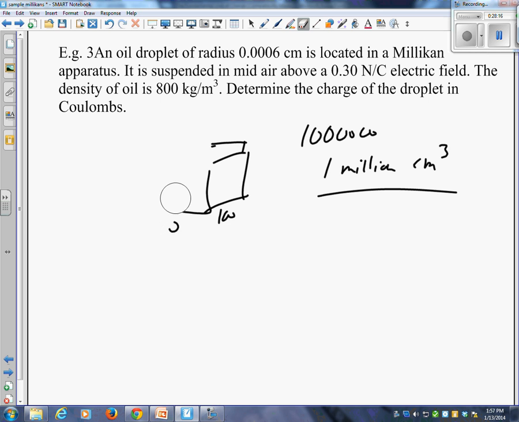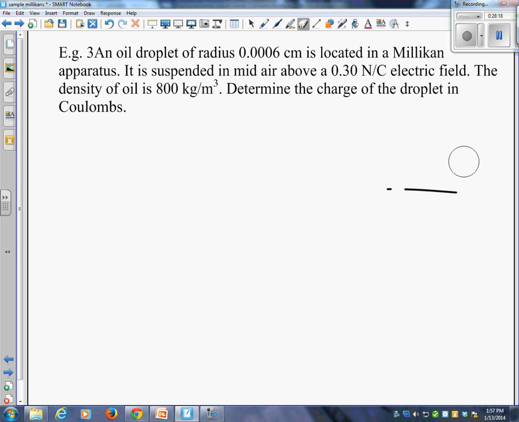Okay, how do we do this? Did alarm bells go off in your head when you saw that the radius was 0.0006 centimeters? No. They should have. It must be in meters. Must be in meters. Why? Because this is in meters. Again, I'm just adding steps because this is the complexity that Millikan had to do.